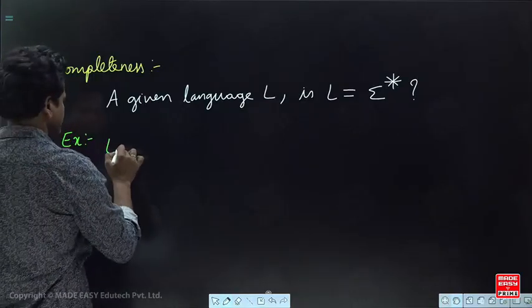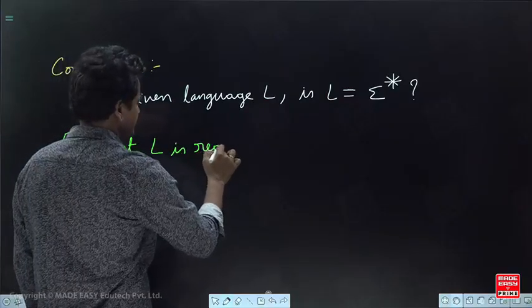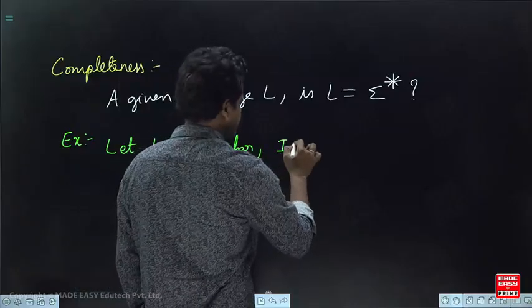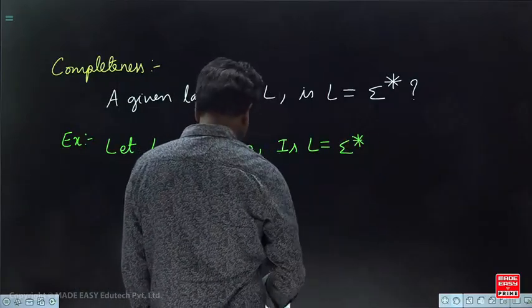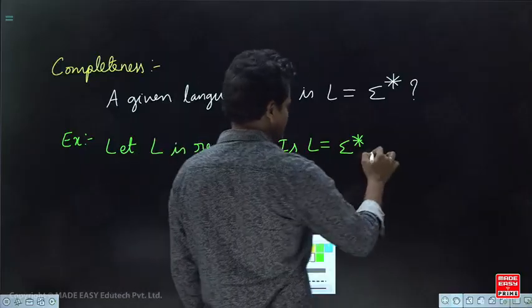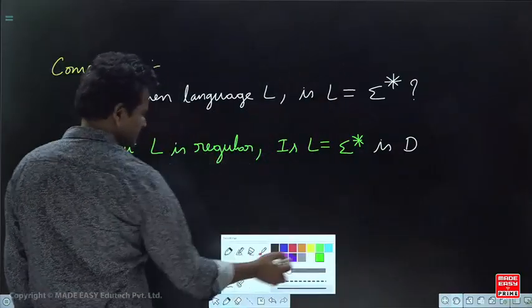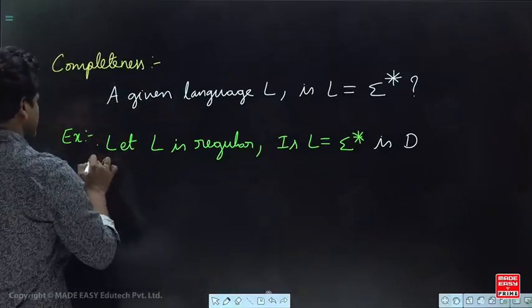Next, look at this example. Let L be regular. Now is L equal to sigma star? Regular languages are decidable under all problems, so it is decidable.